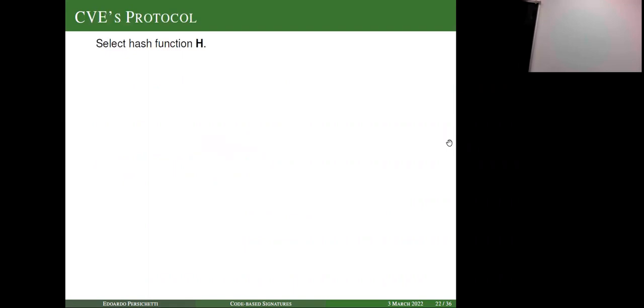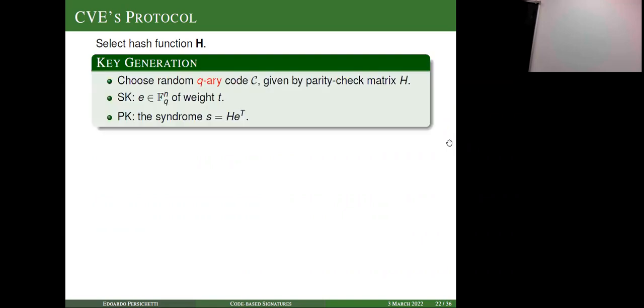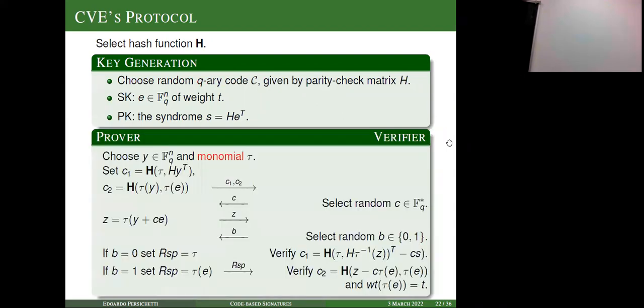So here is the overview of CVE's protocol. I'm just going to do it quickly, but we're going to refer to this later. The idea is that we use q-ary codes instead of binary, same setup. Otherwise, our scheme proceeds in the same way. We have 2 commitments instead of 3. We use monomials instead of permutations, so we don't only permute elements, but we also scale them with some non-zero factors. That's because we're working over F_q.